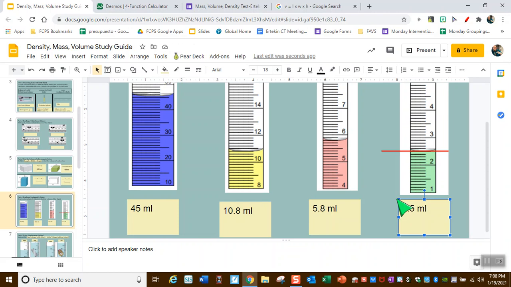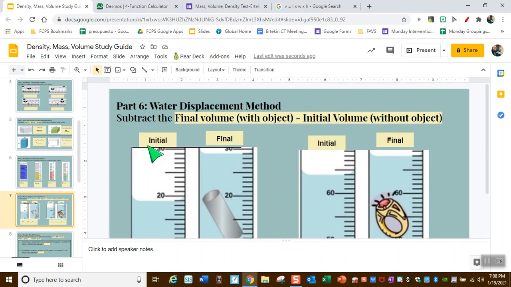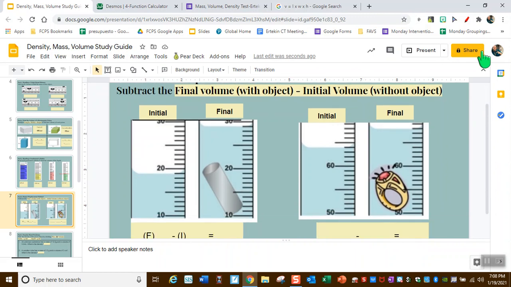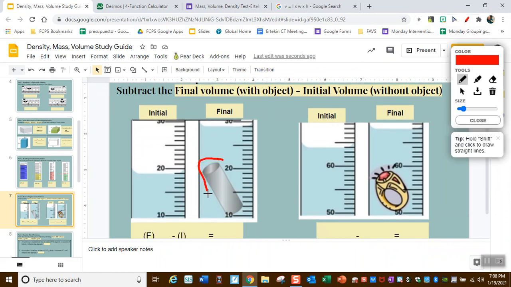All right. So this is volume. All right. Now let's practice the water displacement method. Okay, you need to know what this is called, the water displacement method. How do you find the volume of this rod? Okay, this is a rod. And how can you find the volume of this ring? Okay, ¿cómo puedes calcular el volumen de estos objetos con una figura irregular? They both have an irregular shape.